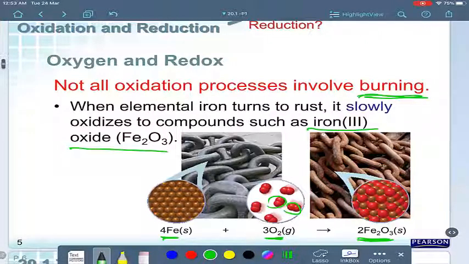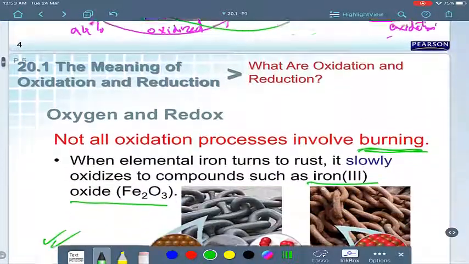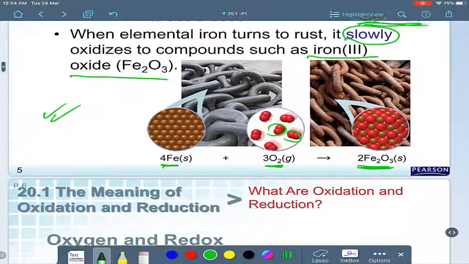The difference between this oxidation and the previous oxidation is speed. Burning is very fast. The reaction just happens. But here, it's very slow. For iron to rust, it needs one, two, three, four years. It's a very slow process, but it's oxidation as well.